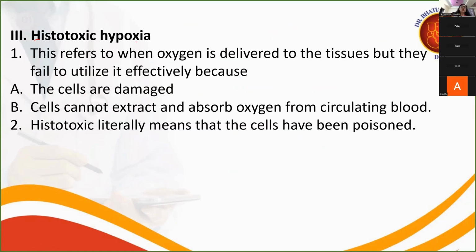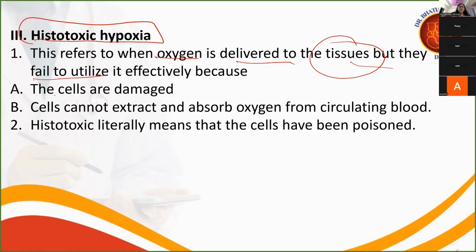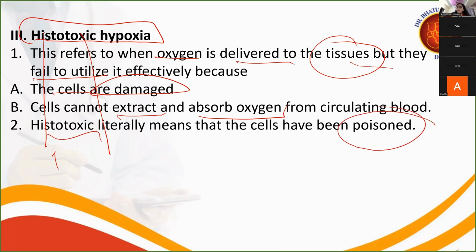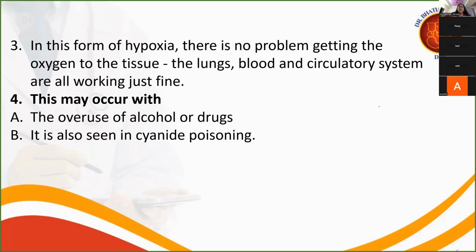Then comes histotoxic hypoxia. Histotoxic hypoxia is a condition where the oxygen level in the blood is normal. Oxygen delivered to the tissue is normal, but the tissue fails to utilize it. Why? Because the tissue is damaged. As the word goes, histo means tissue, toxic: the tissue itself is toxic. So the cells cannot extract and absorb oxygen. It literally means that the tissues have been poisoned. Here there is no problem with oxygen supply. You can have enough oxygen in the blood. The blood and the circulatory system are all good. But the problem is the tissue itself.